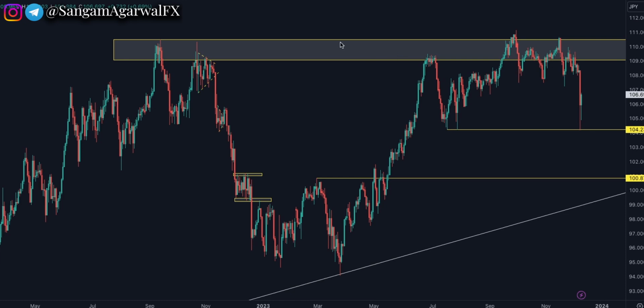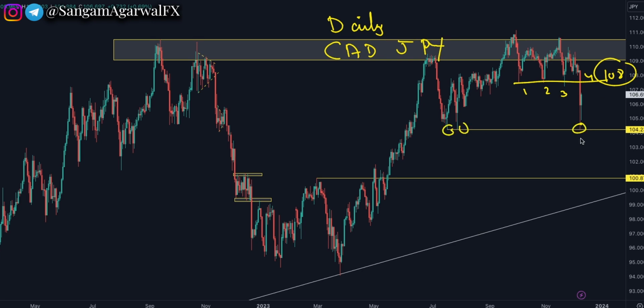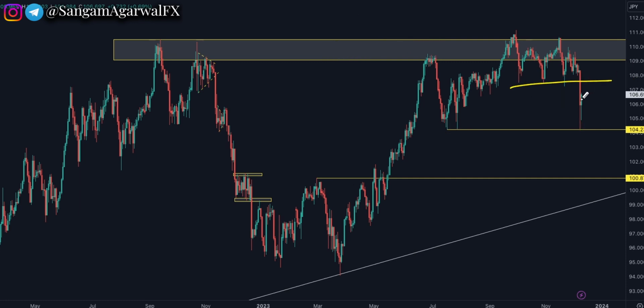Similarly, if you see CADJPY on the daily time frame, this big horizontal support level broke out on the fourth attempt near 108 and has now been tested again a third time at the 104 support level. So after the breakout, it is making a counter trend correction and it will retest the 108 level. This is your technical selling entry. If it shows some sign of rejection on H1 or H4, then the next target will be 104, and this level will also break out and next will be 100.